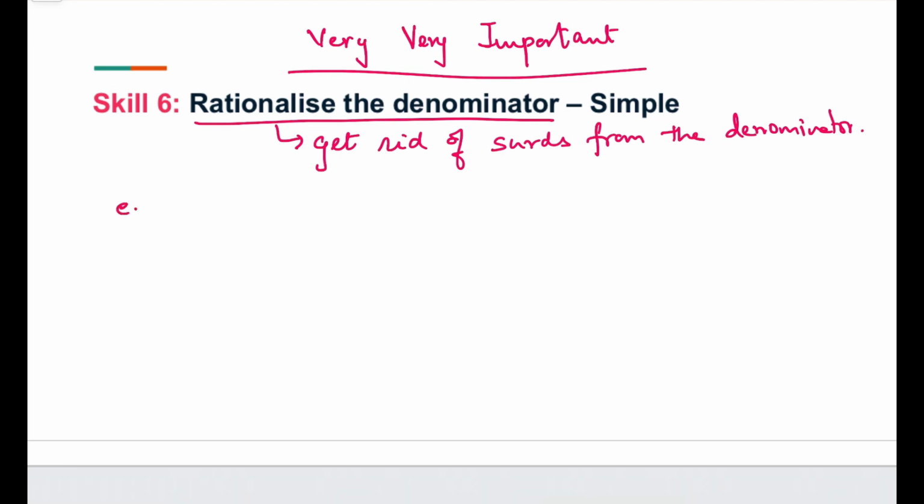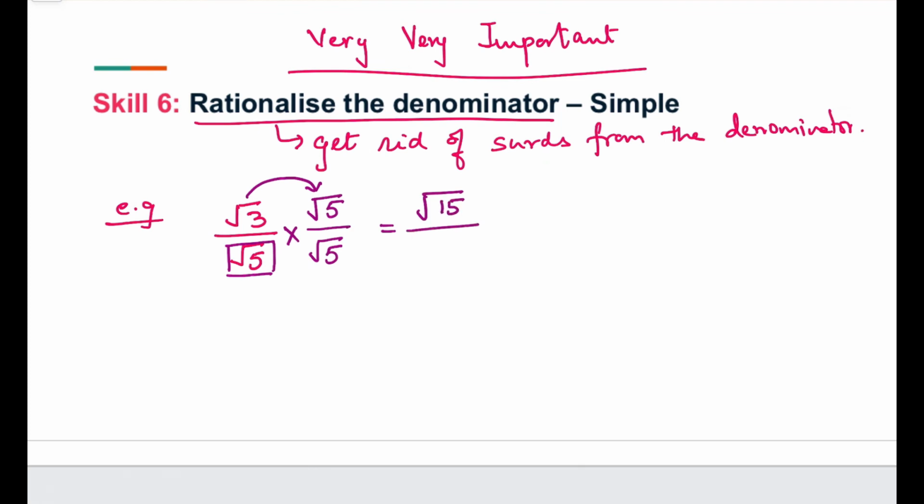Let's see. Suppose we have a question of root 3 over root 5, and the question is rationalize the denominator. What we do is we times and divide with the denominator. We do the same thing. Root 3 times root 5 gives us root 15, and root 5 times root 5 gives us 5. That is how we rationalize the denominator.